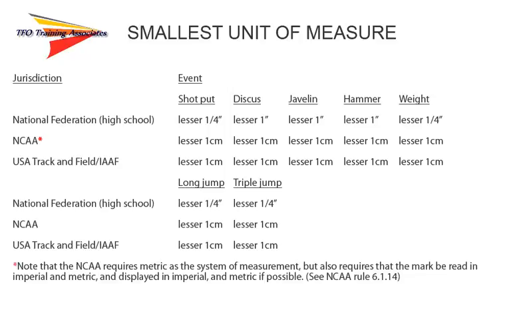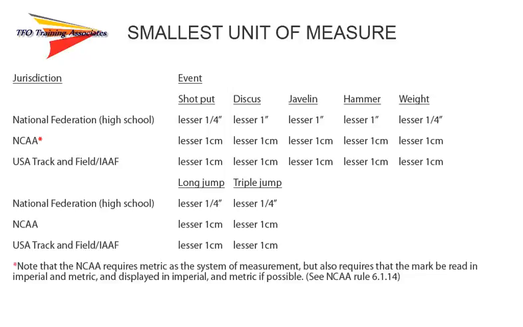Let's begin by taking a look at the smallest unit of measure that is used in each event. In this chart, we can see the four primary jurisdictions used in the United States, and the smallest unit of measure that is used in the throwing and horizontal jumping events.